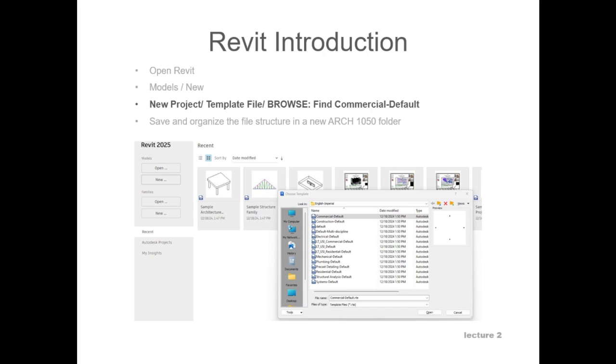Through our university Blackboard, you have access to every PDF of each lecture. Everything I move through in Revit can be found on that PDF so that you can follow along. So here's what I've just done. Open Revit, Models New, Commercial Default, Project Template, and next we're going to move into how to save this in our university system.